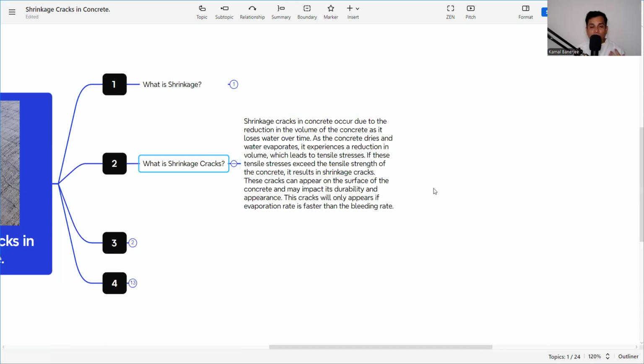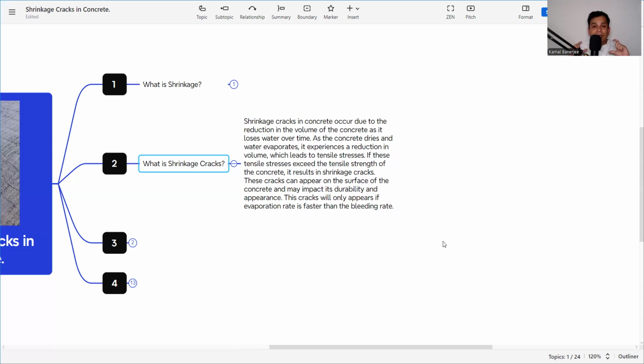So what happens is, whenever we do concrete, the concrete sets, and it is a phenomenon that the heavier particles will settle down and the lighter particles will come up. The aggregate slowly starts settling and water comes out to the surface. That's called bleeding. So we all witness that after concreting, a thin layer of water comes out. That is called bleeding. Now, this bleeding has an important role in shrinkage cracks. Why? The cracks only appear if the evaporation rate is faster than the bleeding rate.